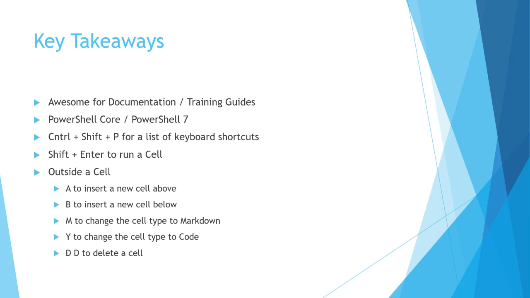But you can see right now, even though it's an early preview, there's still a lot we can do with it. Control-Shift-P will give you a list of all the shortcuts that you can use in the Jupyter Notebook. Shift-Enter to run a cell. Outside of a cell, we can insert new cells above, below, change a cell type from Markdown to code, and delete a cell pretty quickly. Those key combinations get memorized pretty quickly because you use them a lot.